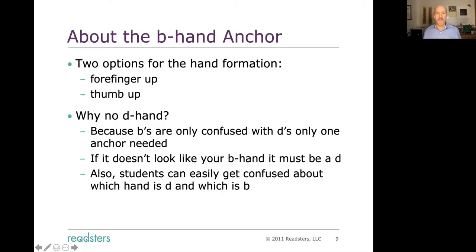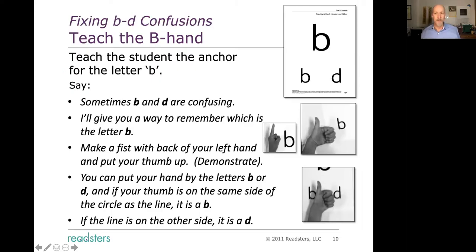Well, we don't teach a D hand because if you're confused about the shapes of the letter B and D, and you're looking at two hands, one looks like a B and one looks like a D, that's just as confusing. So we anchor with the B, just one anchor. And if you look at the letter and compare it to your hand and it doesn't look like your B hand, then it has to be a D, and vice versa.